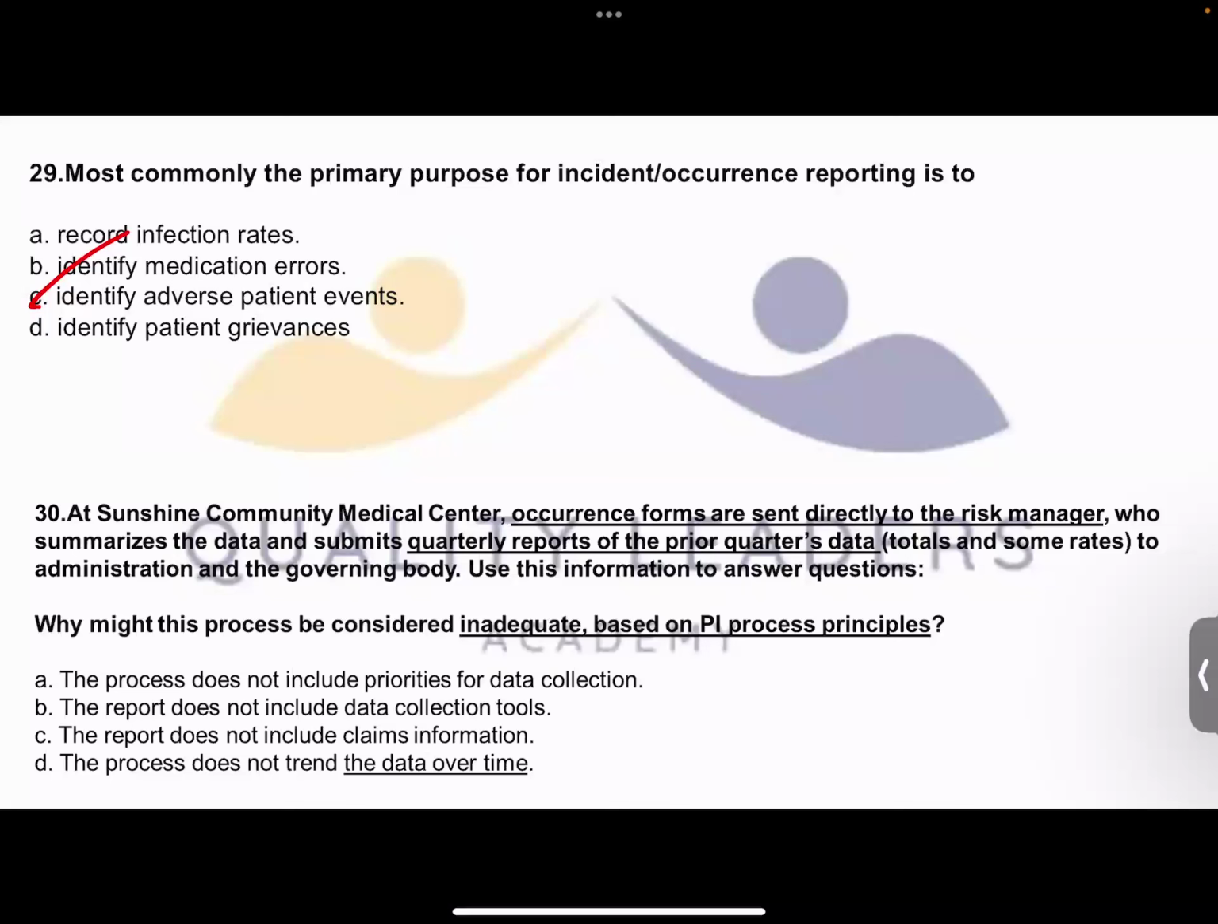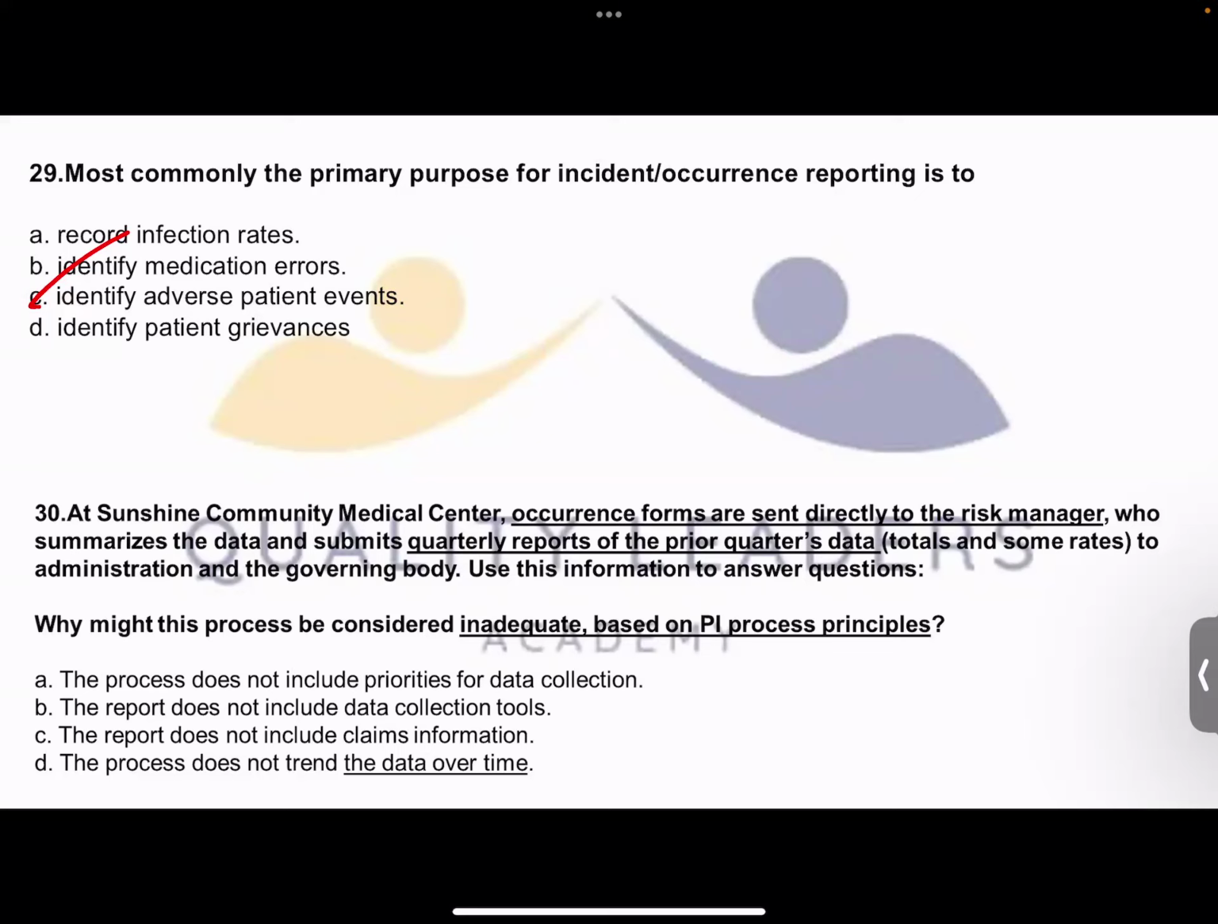One of the core principles of performance improvement is the ability to analyze the trends over time. By identifying patterns, organizations can better understand the causes of recurring issues and develop effective interventions.